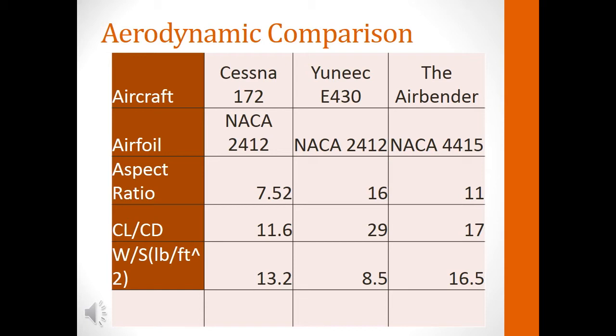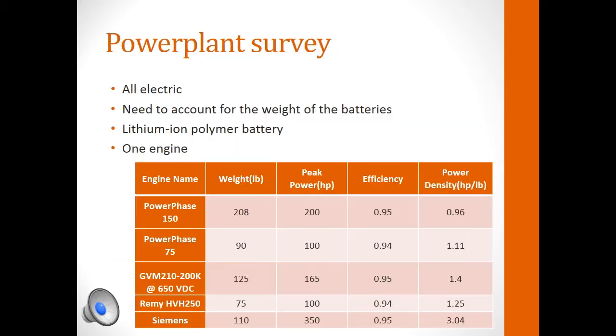Compared to the Unique, our aircraft has a smaller aspect ratio and CL over CD, so less lift is produced, but our design has a larger wing loading, allowing for faster speeds. Our aircraft will also be able to seat 4 people, while the Unique only seats 1.